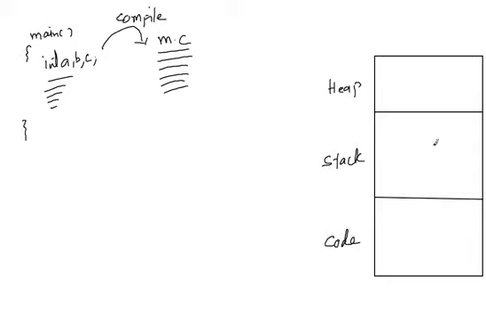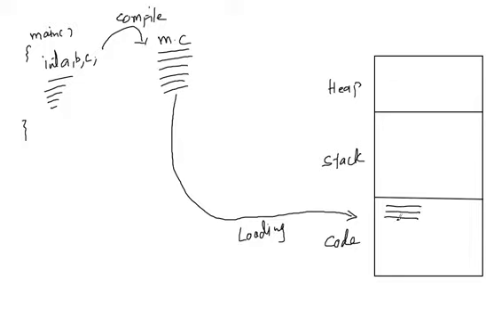Now let us see how this code section is used. Whenever you want to run any program, the machine code of the program has to be brought into this code section. This process is called loading. So whenever we want to run any program, the machine code of the program has to be brought into the main memory. So first it is loaded.